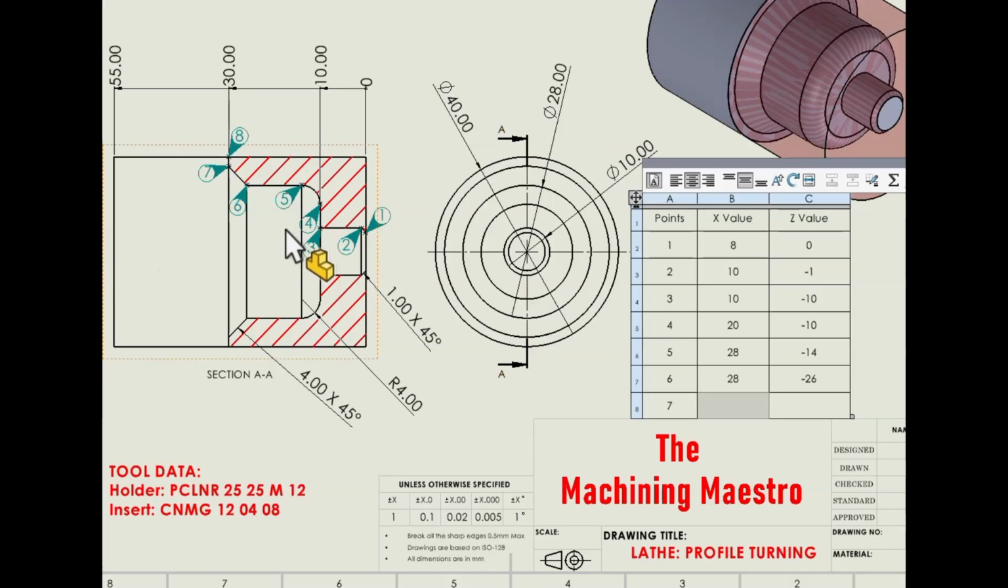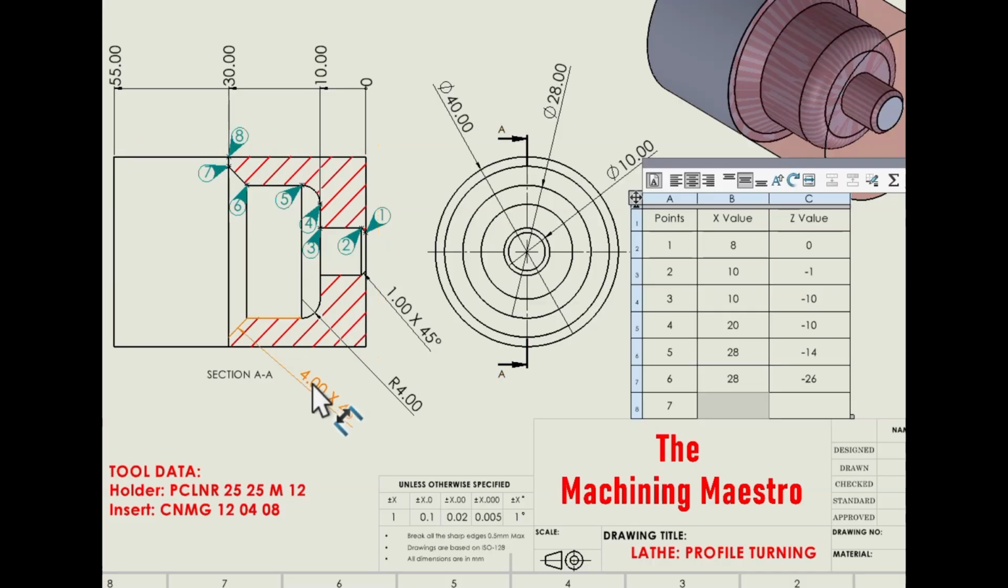At point number 7, the diameter value is not given here. So to get the diameter value of point 7, you should follow the diameter value of point 6. At point number 6, the diameter value is 28, and since there is a chamfer, you add this chamfer value multiplied by 2 to the diameter of point 6.